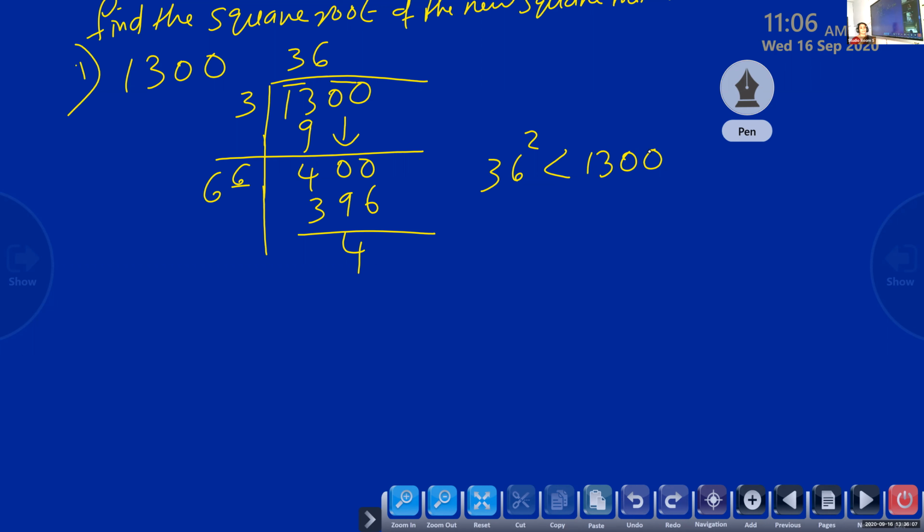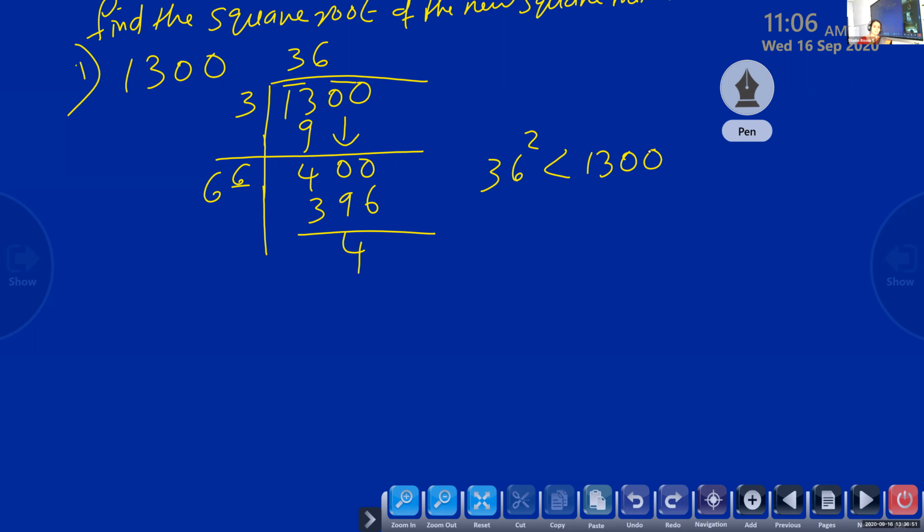We started to find the square root of 1300 and we got a remainder, which means 36 square is less than 1300. If it were its root, we would get a remainder of 0, but here there is a remainder of 4 more. Our question is, we need to find the next square number, the square number which is more than 1300.